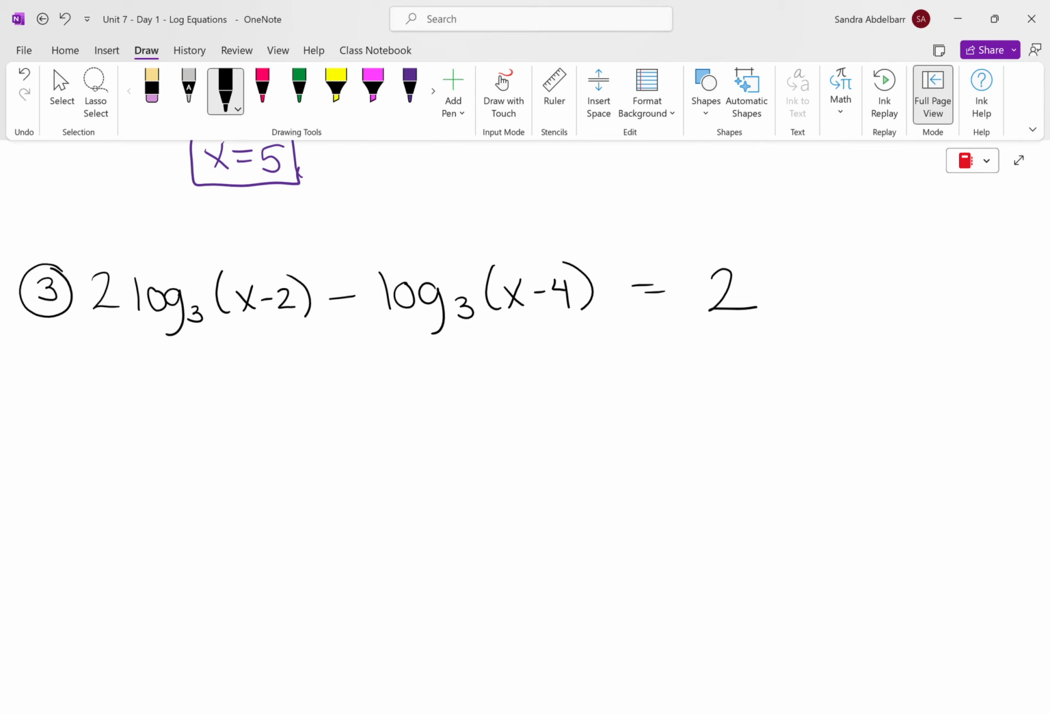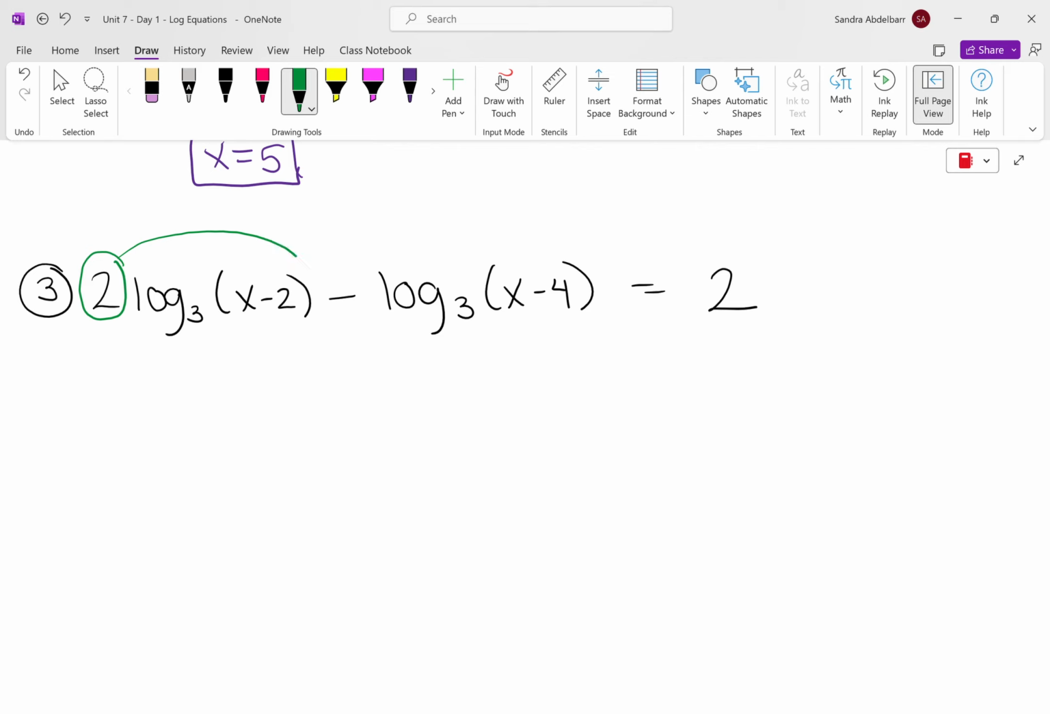So is this log equals log or log equals number? This is log equals number. So what do we want to do? On the left side, we want to condense it down to one log. First, before we're allowed to condense it down to one log, what do we have to make sure of? Both logs have the same base. Do they have the same base? Yeah. So now I'm going to condense it down to one log.